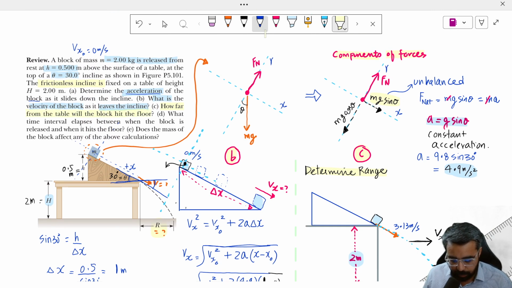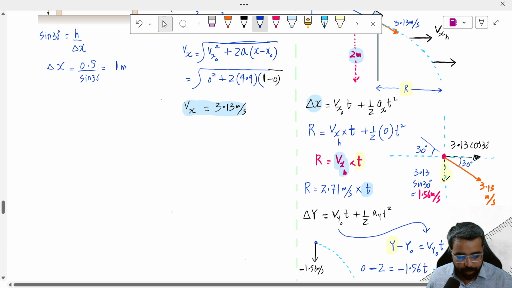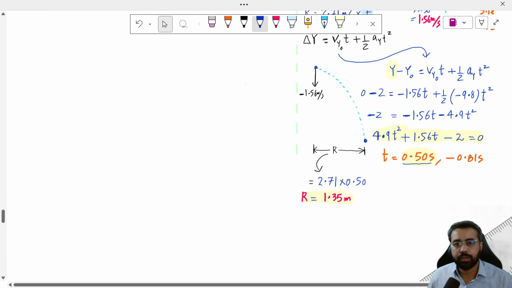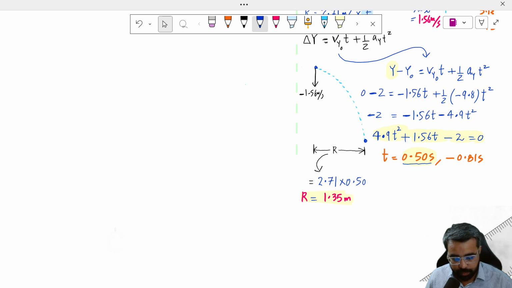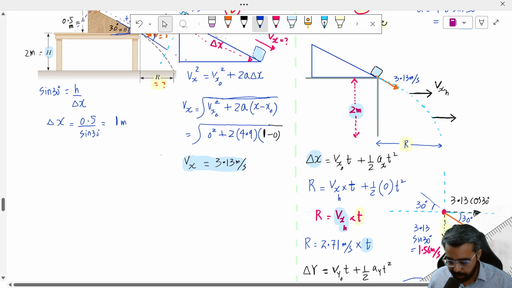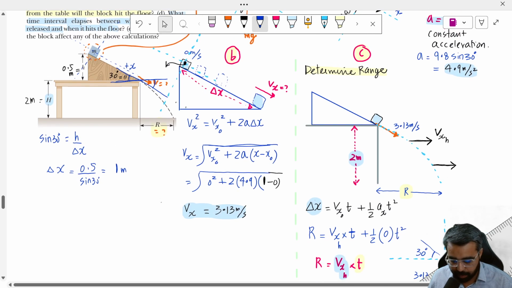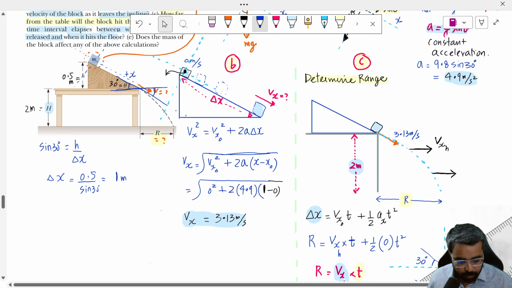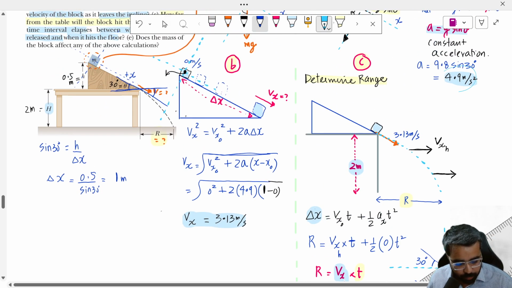Now, let's come towards question D. What time interval elapses between when the block is released and when it hits the floor? That means the total time. The one time that we had already calculated is the time of the trajectory, the time during which it was in the air, and that time was 0.50 second. How to find the other time? You have to apply kinematics equations again, because it was moving with a constant acceleration of 4.9.